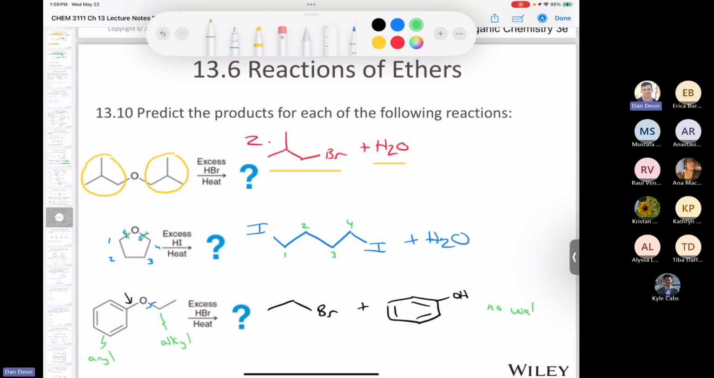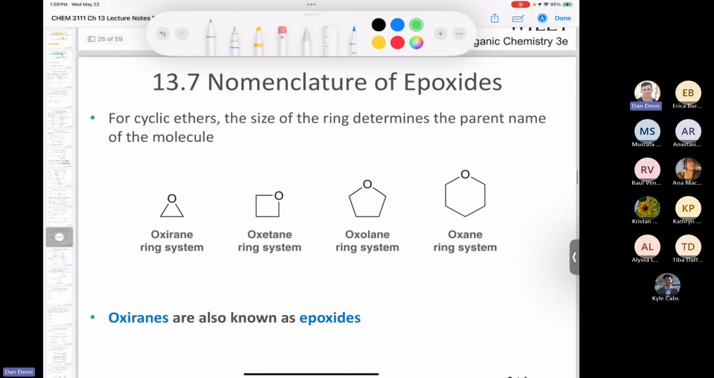So you have to cleave both in order to end up with water. Again, the only time you get water is when you end up with 2 cleavages. If you only get one, you don't get any water. So that's just a rehash of section 13.6. So let's move on to section 13.7.